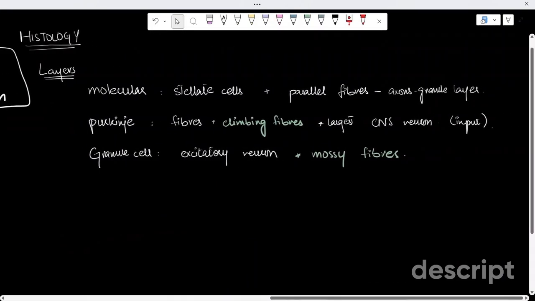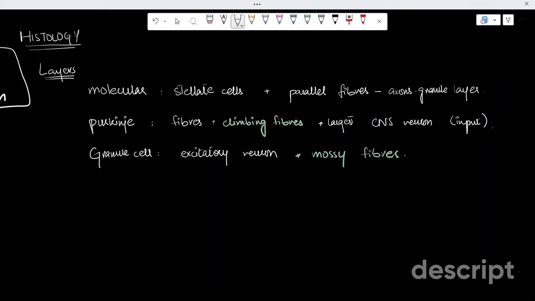All right. So moving on to histology, we'll just go through the important points. It has three layers: the molecular layer, the Purkinje layer, and the granule cell layer. The molecular layer basically consists of stellate cells. It also has some parallel fibers, which are axons of the granule cells. The Purkinje layer consists of the fibers known as climbing fibers. Climbing fibers are mostly associated with the input through inferior cerebellar peduncle, and they are the largest CNS neurons.